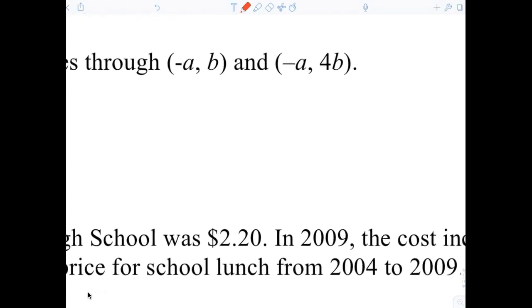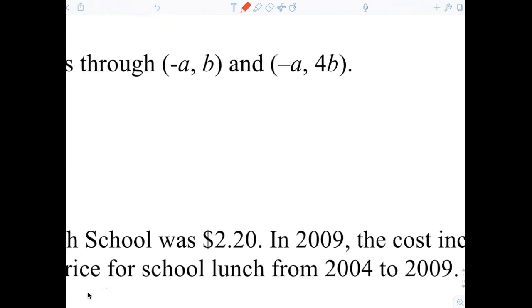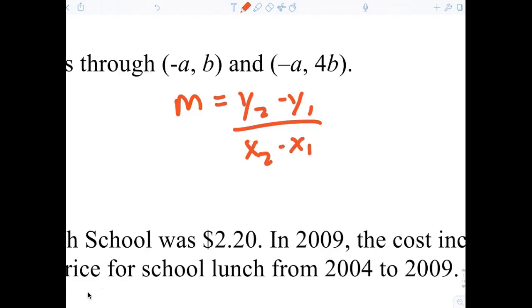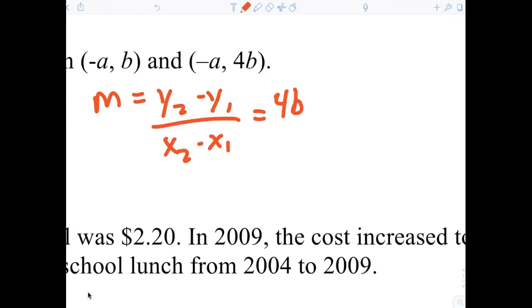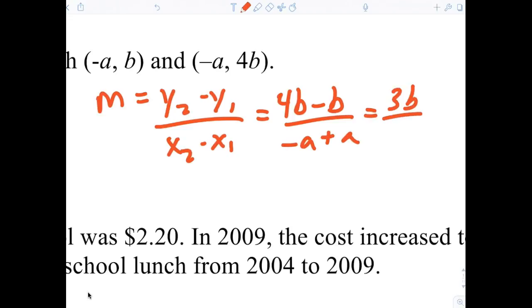Okay, now this is a nice problem. What's the slope of the line containing those two points? Again, m equals y2 minus y1 over x2 minus x1. Don't let them confuse you just because they put some letters there. 4b minus b over -a plus a. 3b over 0. Undefined. That was nice. Everybody happy with that explanation?